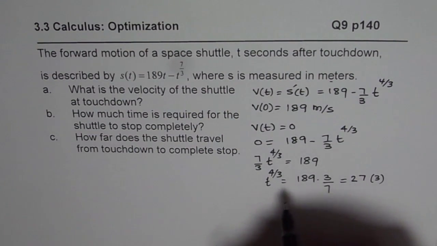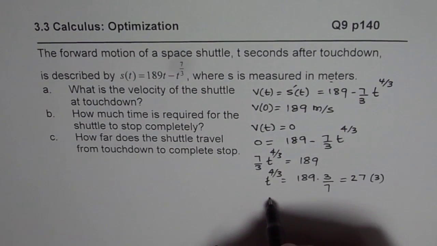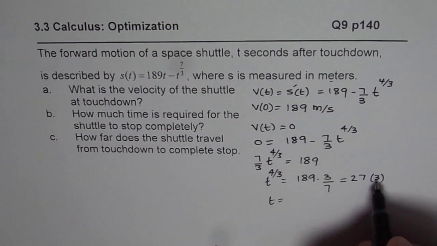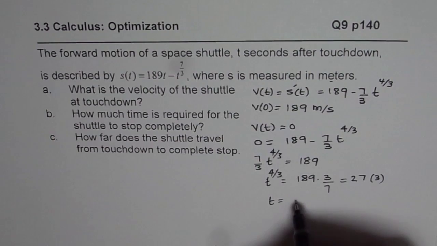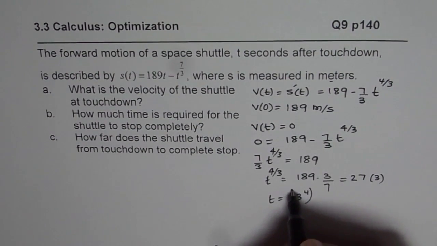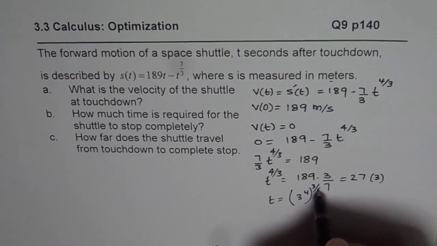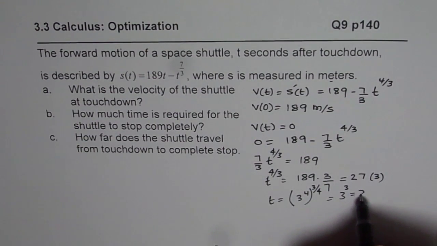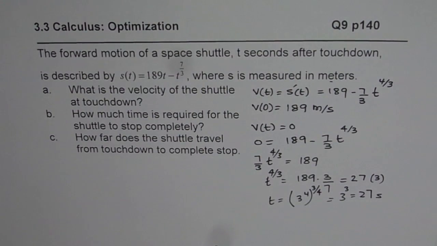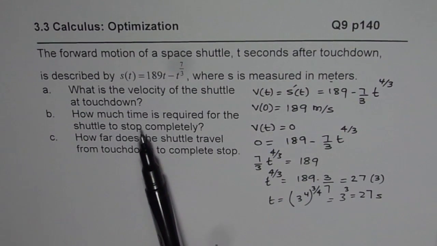So now from here, what do we get for t? t equals, we could write 27 as 3 to the power of 3, right? So this is 3 to the power of 4. So we have 3 to the power of 4, and to the power of 3 over 4. And when you multiply, you get 3 cubed, which is 27 seconds as your answer. So these are excellent numbers to work with. Therefore, I didn't use the calculator to show you the answer. So at time t equals 27 seconds, it will stop completely.